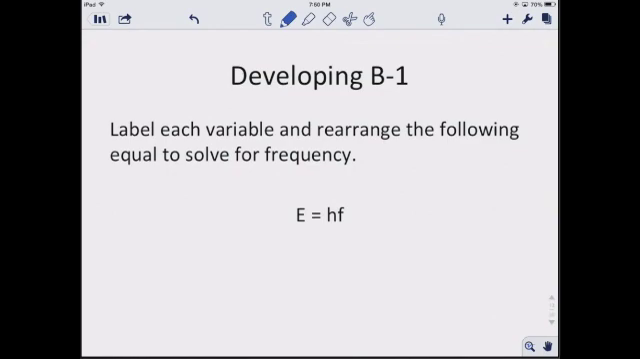So let's jump into a question using this. It says, label each of the variables and rearrange the following equation to solve for the frequency. So we know that this is energy, we know that H is Planck's constant, and we know that F would be our frequency. And so what we want to do is algebraically rearrange it to solve for frequency. So all we'd have to do is just divide both sides by H, and those guys cancel, and we get frequency equals energy divided by Planck's constant. And we've solved for frequency in that equation.